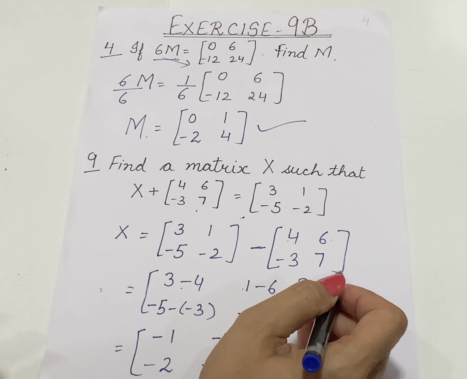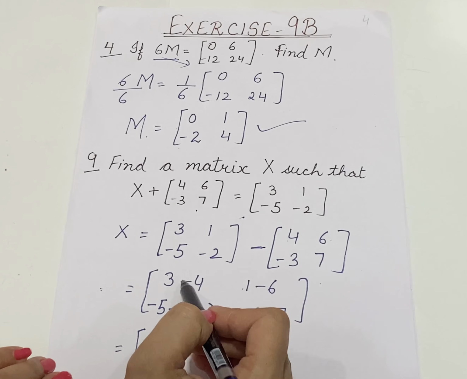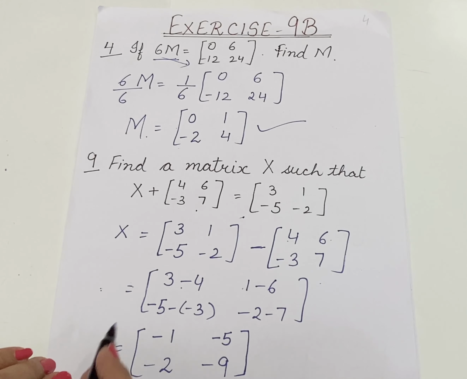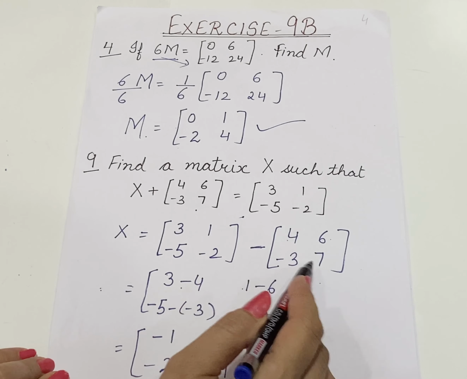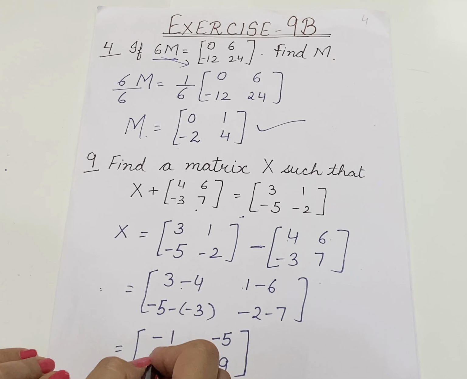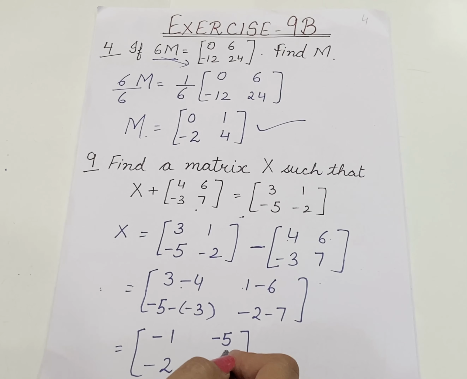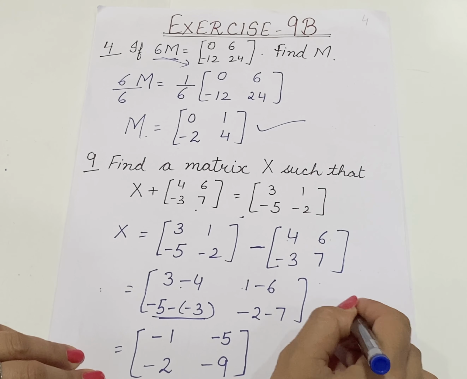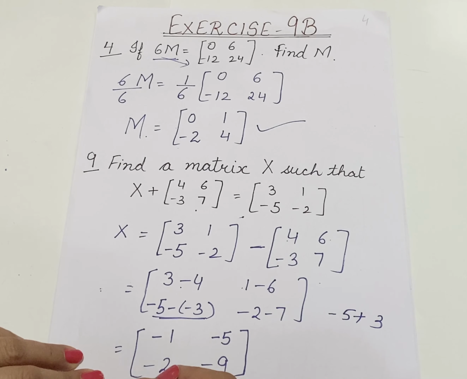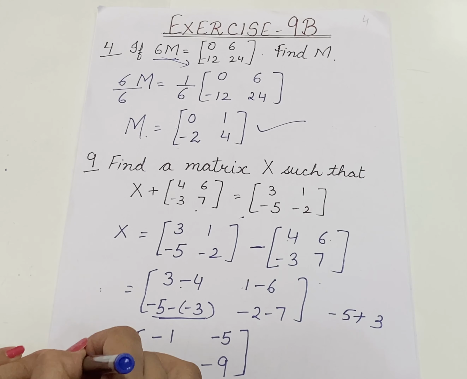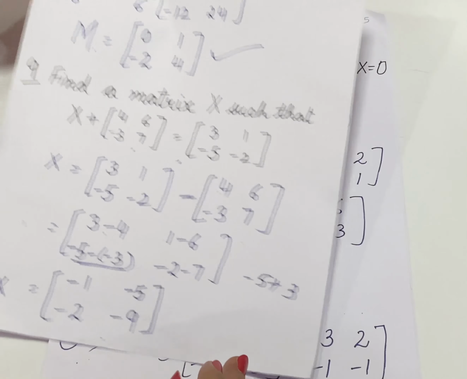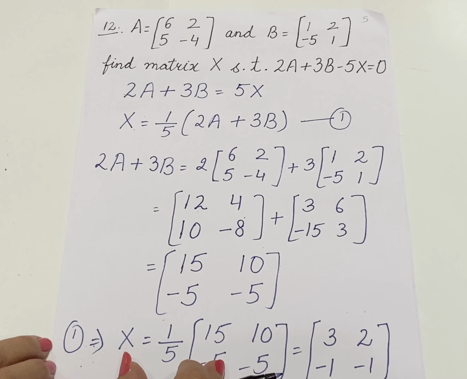And after this it's simple, you just have to subtract: 3 minus 4, 1 minus 6, minus 5 minus of minus 3, and minus 2 minus 7. So 3 minus 4 is minus 1, 1 minus 6 is minus 5, minus 5 plus 3 is equal to minus 2, and minus 2 minus 7 is equal to minus 9. So the matrix X is minus 1, minus 5, minus 2 and minus 9. I hope the questions are clear to you. They are very, very simple questions.